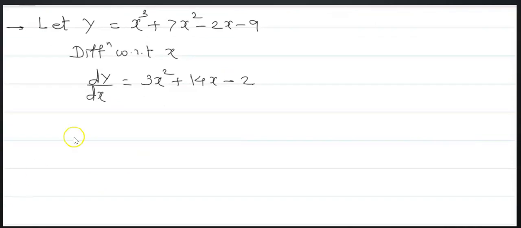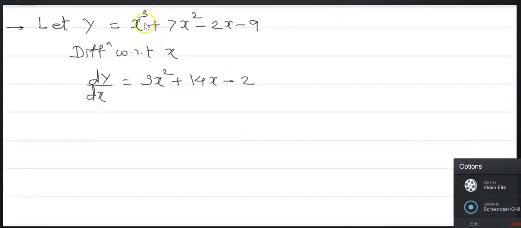Now see this. What is the derivative of x cube? That is 3x square. The derivative of 7x square is 7 into 2, that is 14x. The derivative of 2x: the derivative of x is 1, therefore it is minus 2. And the derivative of the constant is 0. Therefore dy by dx is equal to 3x square plus 14x minus 2.